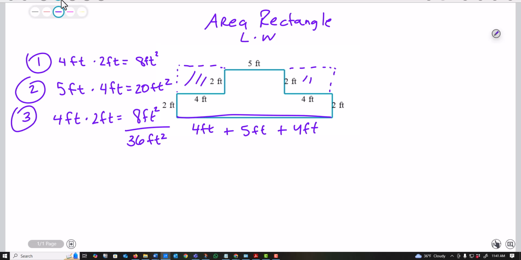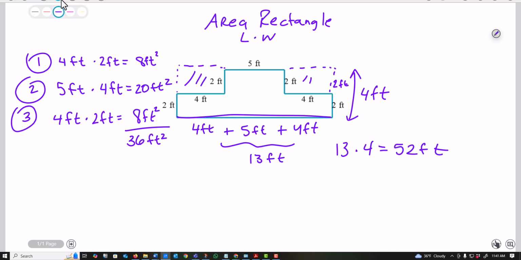So that would be 13 feet. So I could find now this width right here, which would be this 2 feet and then that 2 feet, because it's opposite. So this would be 4 feet. So I could simply find my area of this big rectangle, which would be 13 times 4, which would be 52 feet squared. But remember, we need to subtract out these two rectangles because they're not part of it.